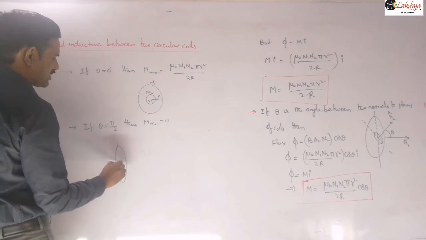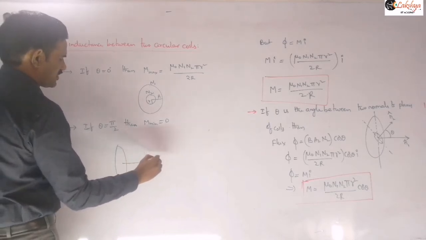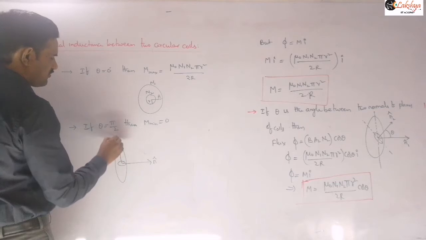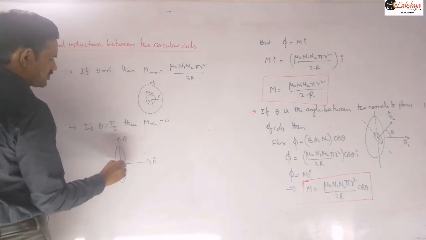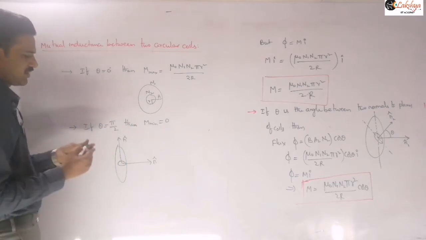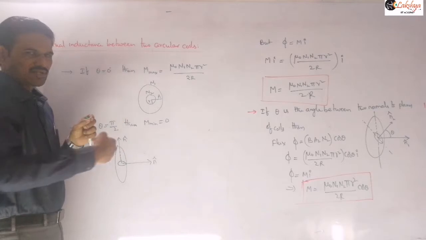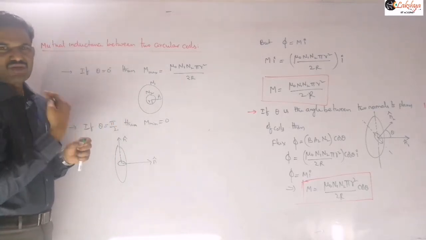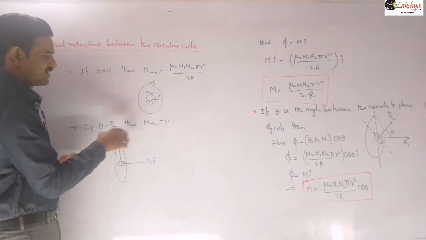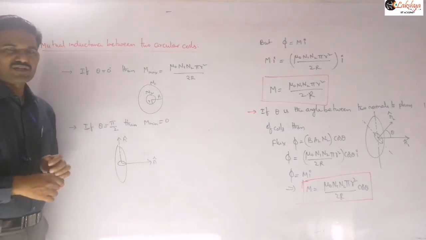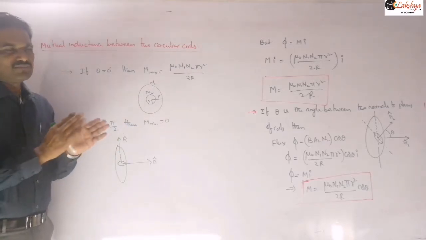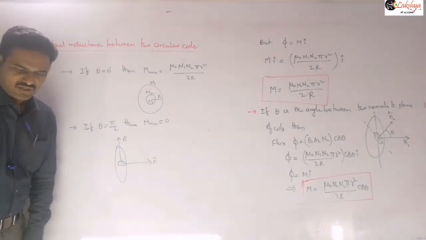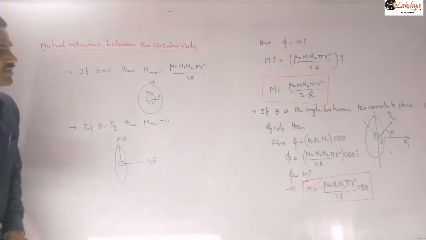We can represent the situation like this. One coil is there like this, with its normal along this direction. Then the other coil will be lying in this plane, so that its normal will be along this direction. So now it is lying in the perpendicular plane. If one circle is in the vertical plane, the other circular coil lies in the horizontal plane. In that case, theta is 90 degrees and the mutual inductance will be 0. So for the same coils, if you change the orientation, it changes, right? That is the thing you need to remember here.